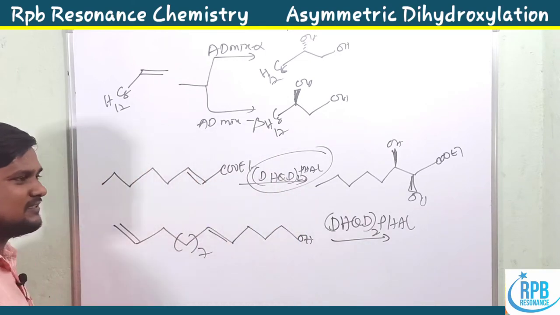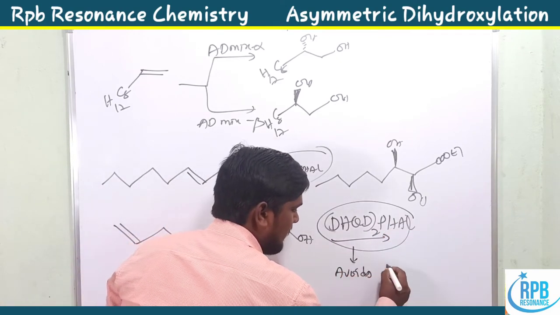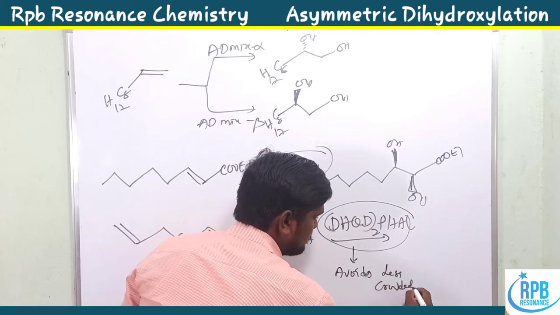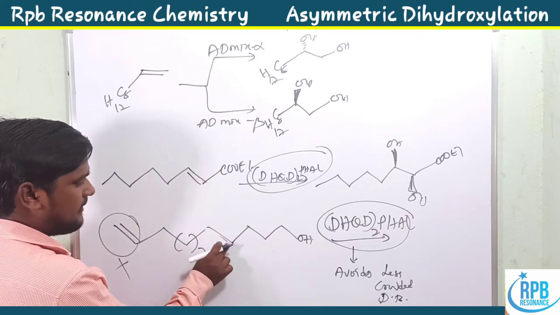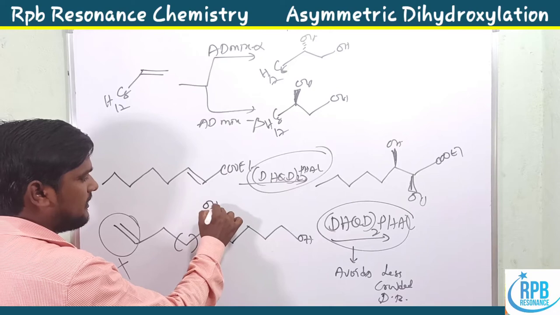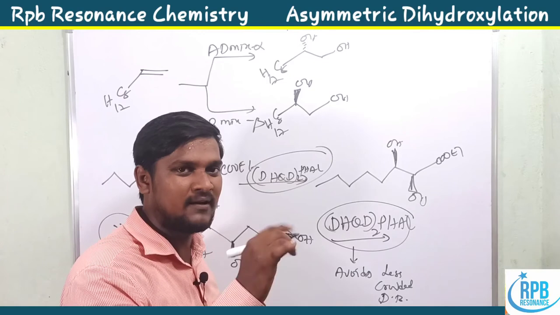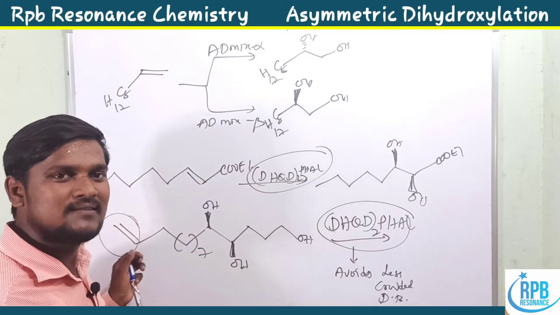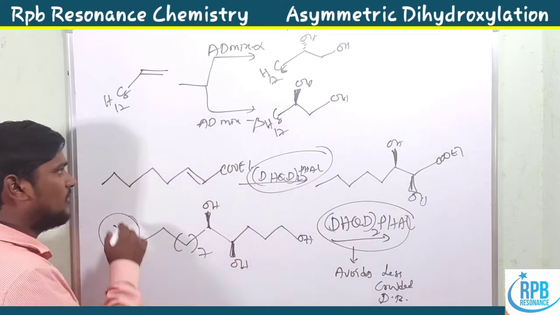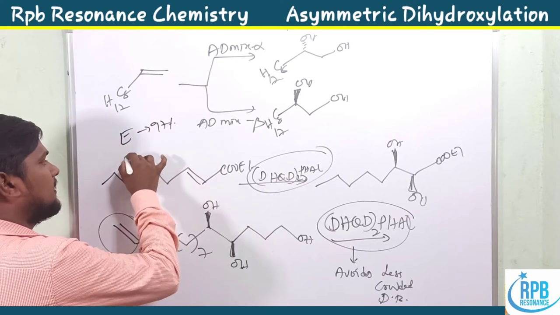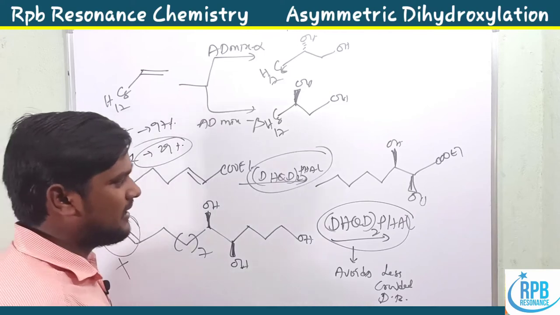In that case, our chiral ligands avoid sterically less crowded double bonds. That's why it is not dihydroxylated here. Here it undergoes the dihydroxylation and gives the above the plane OH. Are you clear? Asymmetric dihydroxylation disfavors sterically less crowded double bonds rather than sterically more crowded double bonds. Again, this stereochemistry will give 97% enantiomeric excess. Z will give just 29%.